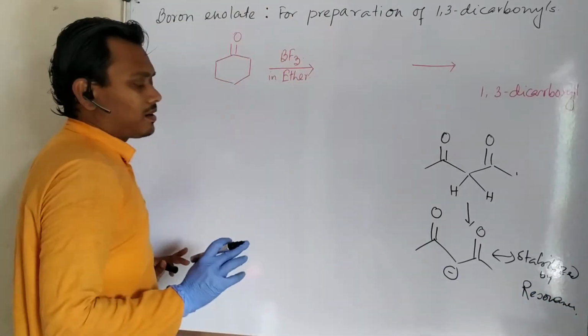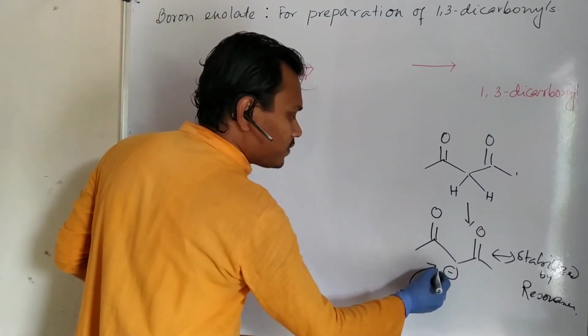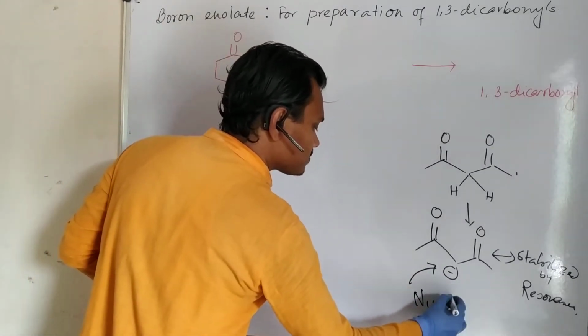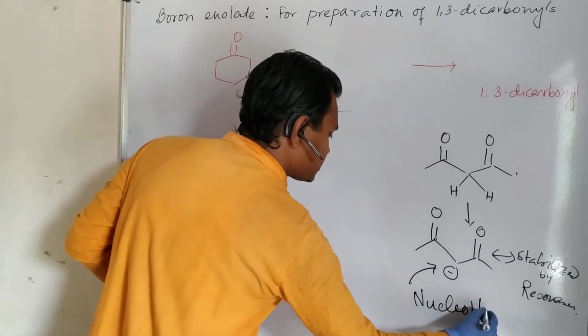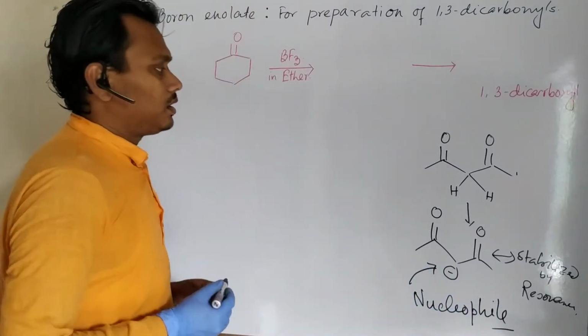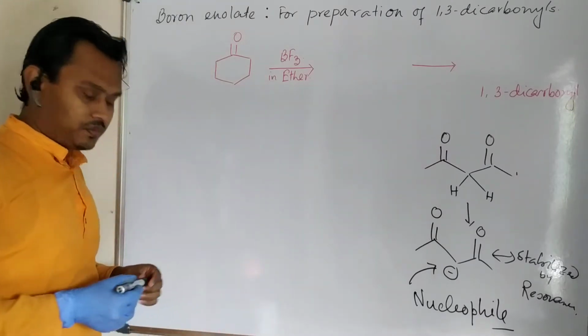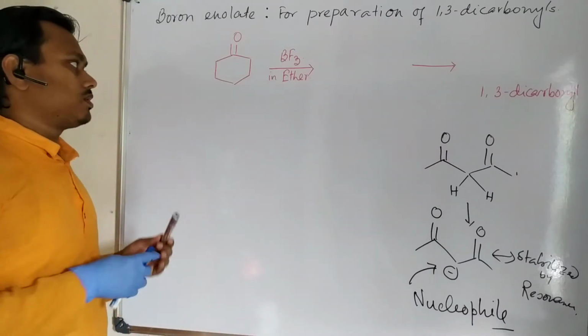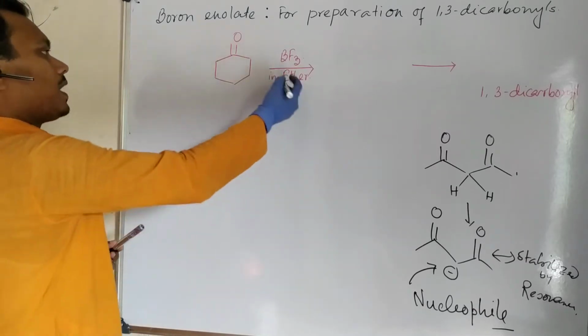So this is the background, and this can act as a very good nucleophile in reactions like the Michael reaction. I have already uploaded a lecture about this reaction. Please visit if you want to learn more. Fine. So this is BF3. So what does it do?